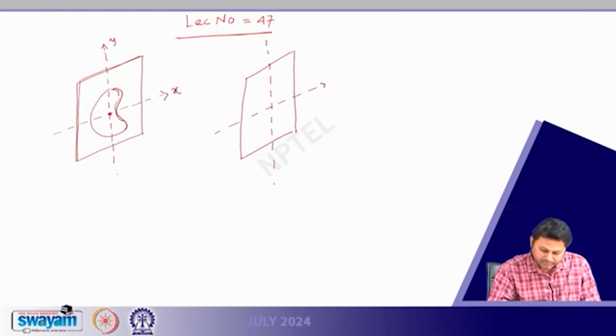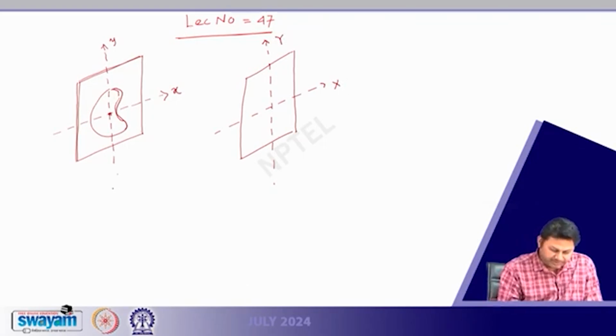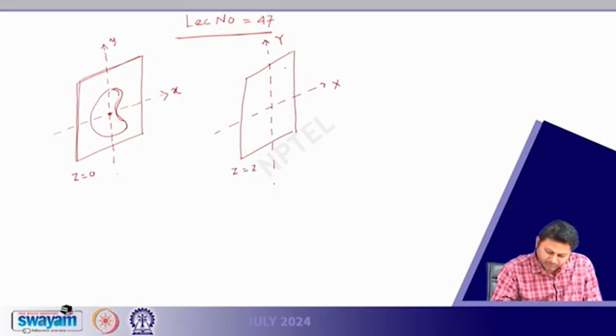And also there is a coordinate here which is big XY. So here z is 0, here it is some z point. So the coordinate of any point P over the screen is simply X, Y and z.